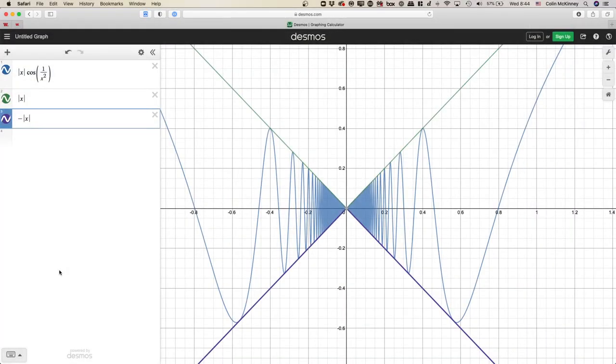All right, so it's a little hard to see, but on the projector, the original graph is in blue, absolute x is in green, and negative absolute x is in this dark blue or purple color. Notice that the function is squeezed between those, okay? That's what the graph looks like for those of you who are online, and we'll go back to the Elgato.